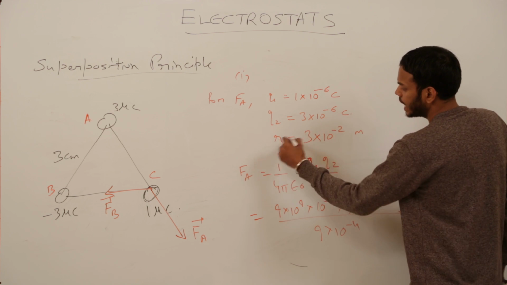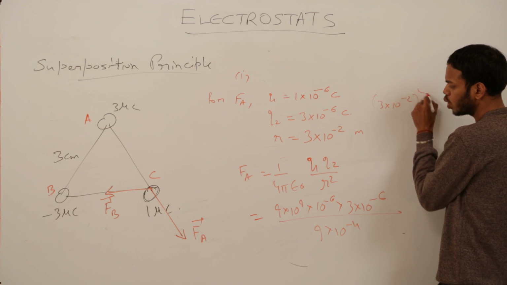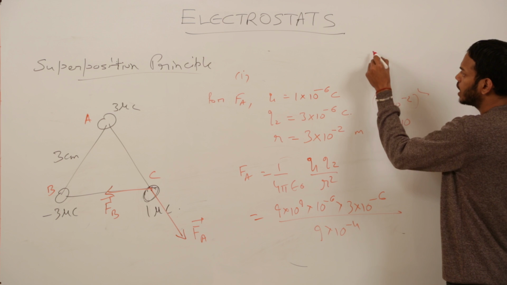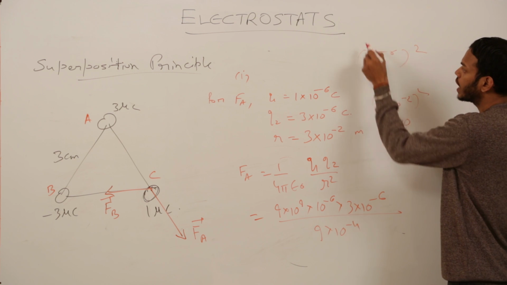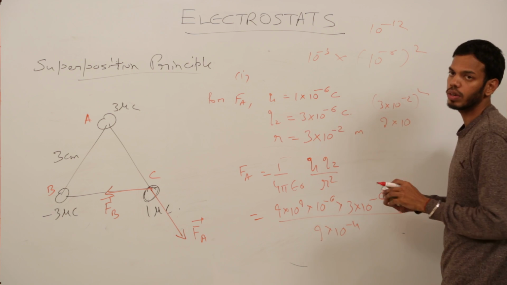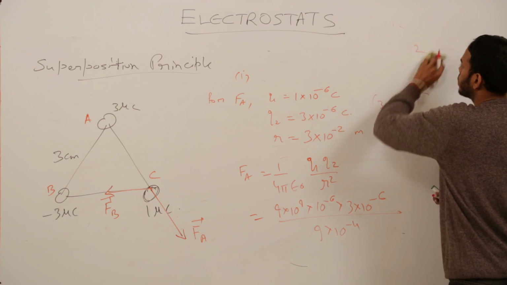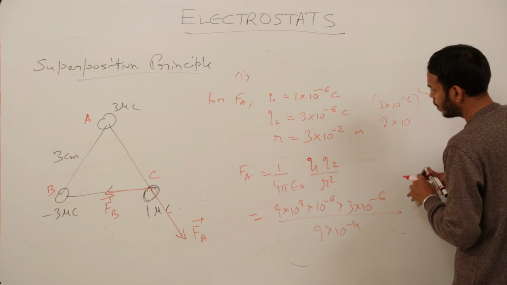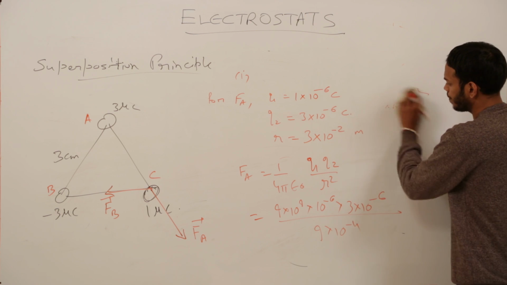Exactly R square. So 3 into 10 raised to power minus 2 whole square becomes 9 into 10 raised to power minus 4. And 10 raised to power minus 6 whole square is 10 raised to power minus 12. It is not equal to 10 raised to power minus 36. No. Power gets multiplied. So I was here, 9 into 10 raised to power minus 4.